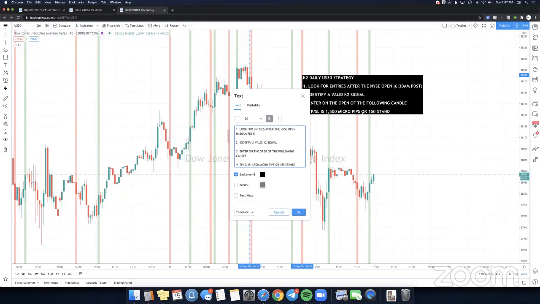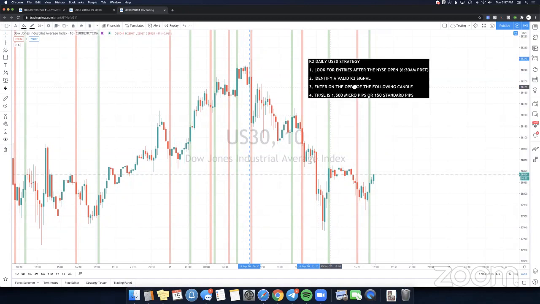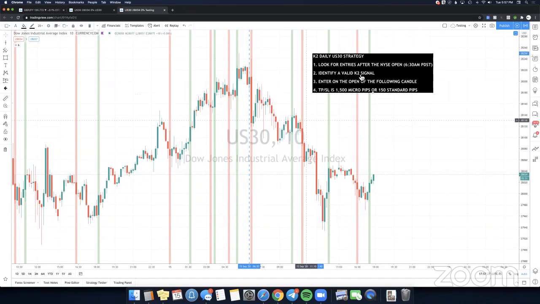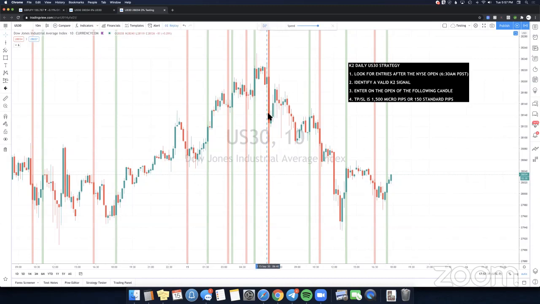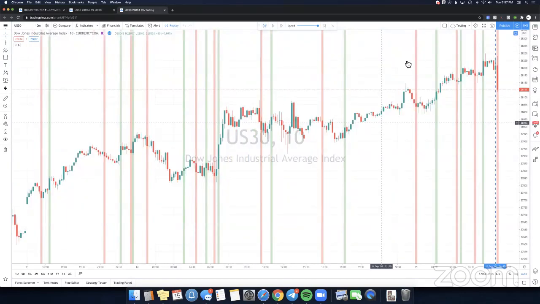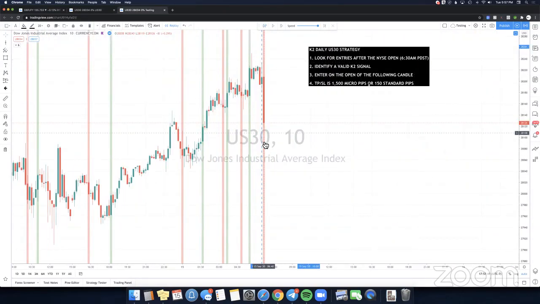Or 150 standard pips. So generally, you're going to be on micro pips because that's just how most unregulated brokers work. But I'm just going to replay here. First, you're going to look for entries after the New York Stock Exchange open, which is 6:30 a.m. Pacific Daylight Savings Time. It's 6:30 right here, right?